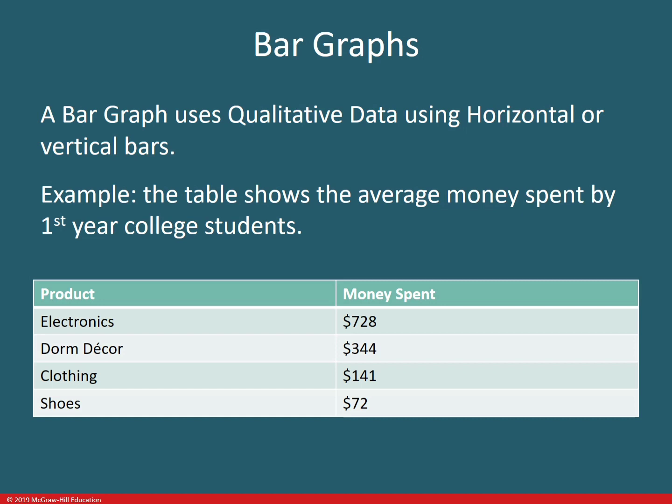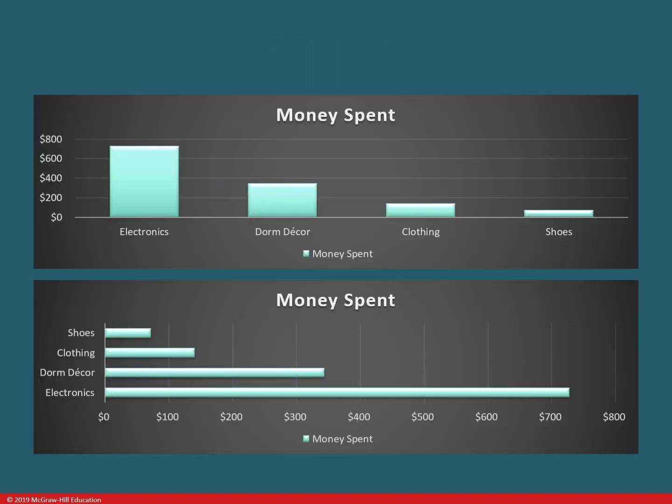All right, bar graphs. A bar graph uses qualitative data using horizontal or vertical bars. Example, the table shows the average money spent by first-year college students. So they spent $728 on electronics, $344 on decor, $141 on clothing, and $72 on shoes. And the way a bar graph is drawn, if you are doing a vertical bar chart, then you would put the categories on the x-axis and the sizes of each bar on the y-axis.